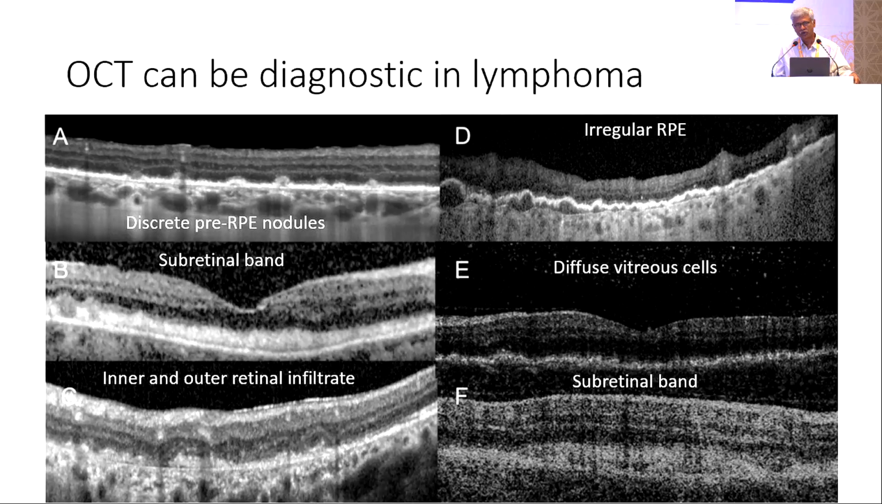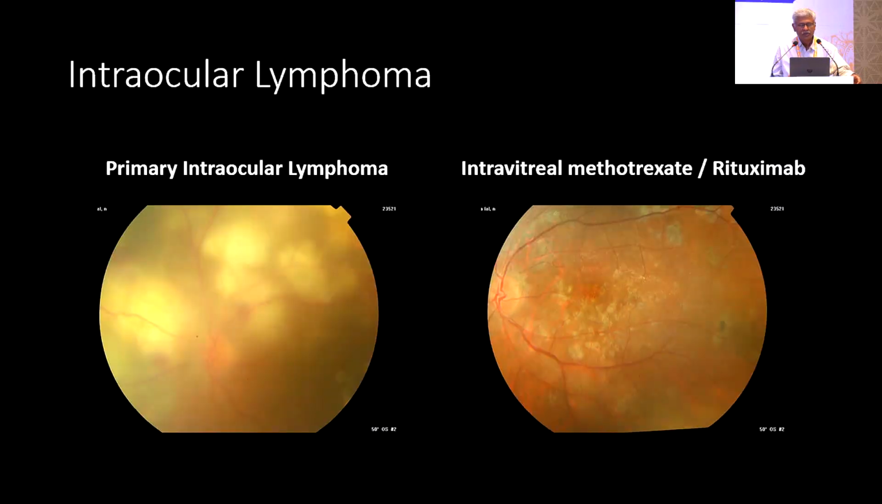And OCT can also be helpful in diagnosing a lymphoma. So these are some of the OCT signs of a lymphoma. You will find discrete pre-RPE nodules, a subretinal band. You can see the outer retina being thickened, inner and outer retinal infiltrate, irregular retinal pigment epithelium, and diffuse vitreous cells. When you find them, then you would tend to think that this could be a lymphoma, not just a posterior uveitis. So how do we treat them? We treat them with intravitreal methotrexate or rituximab if it is just a primary intraocular lymphoma.